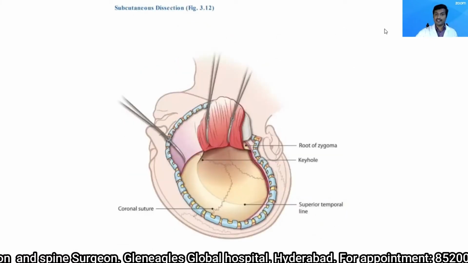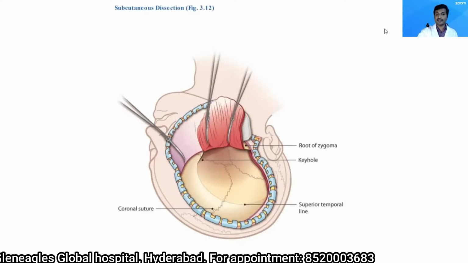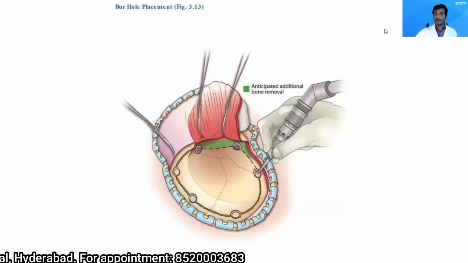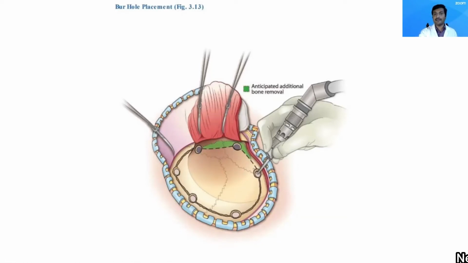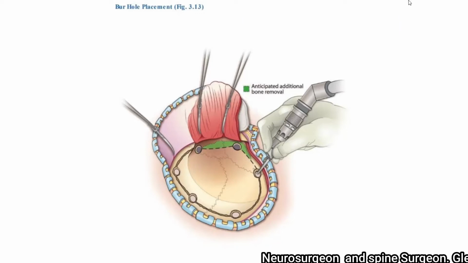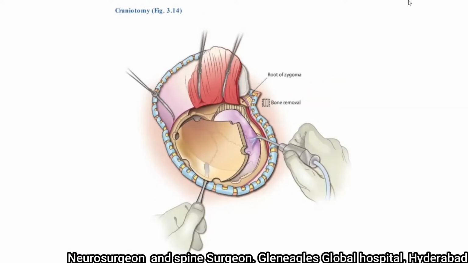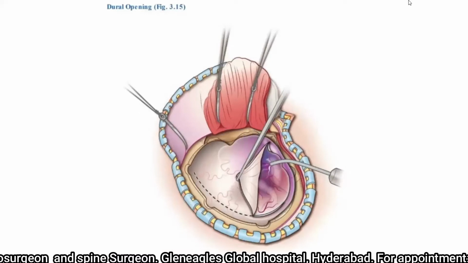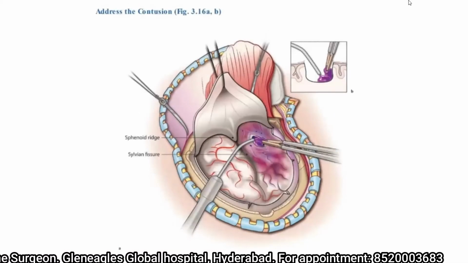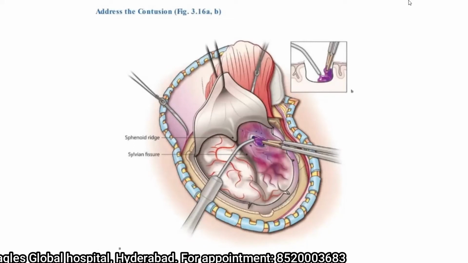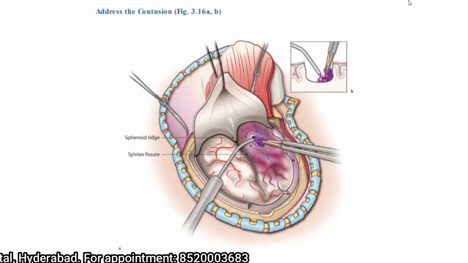Elevation of the temporalis muscle is similar to the decompressive craniectomy. The bone removal is almost similar to decompressive craniectomy or evacuation of an acute subdural hematoma. The bone flap removal is almost the same as the previous procedures. Opening of the dura mater is almost the same. Now once you have opened up the dura mater, the temporal contusion comes into view.